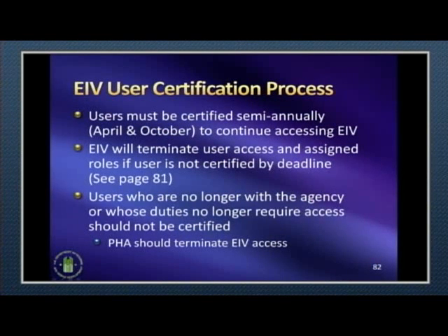Okay? Users have to be certified on a semi-annual basis, and that process is April and October. As of right now, it is October the 27th. User certification is due by October 30th. However, I have sent out a message saying that users should be certified by COB tomorrow, October 28th, because this is a weekend in which we will deploy the new code for EIV. So I want to make sure that everyone is certified by COB tomorrow night before we deploy the new code for EIV.